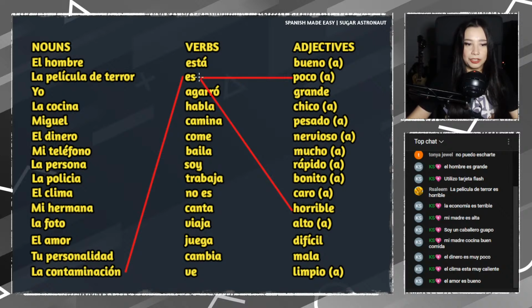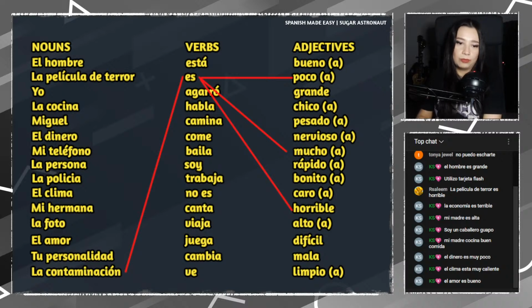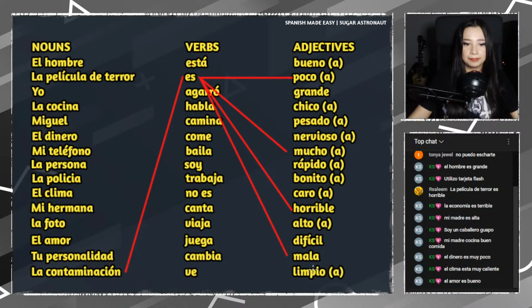La contaminación es mucha. The pollution is a lot. Like, we have a lot of pollution right now. La contaminación es mucha. The pollution is a lot, or we have a lot of pollution. It's similar to saying that. La contaminación es mala. The pollution is bad. Okay?